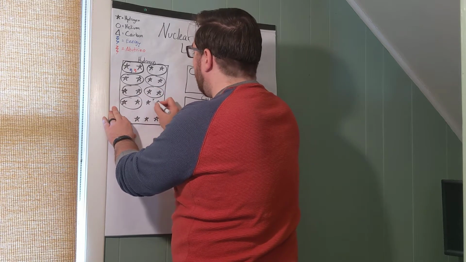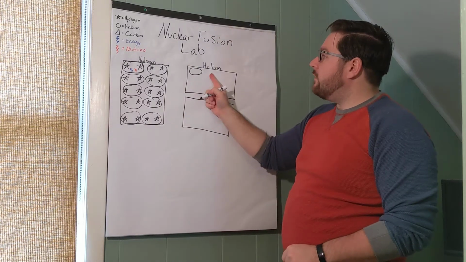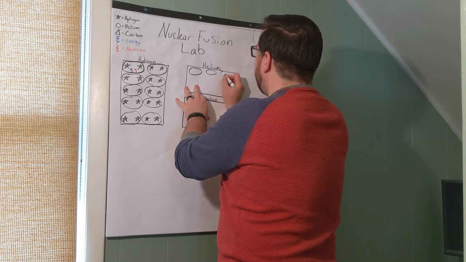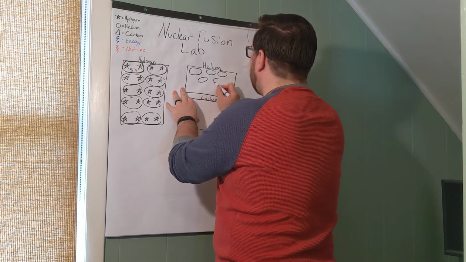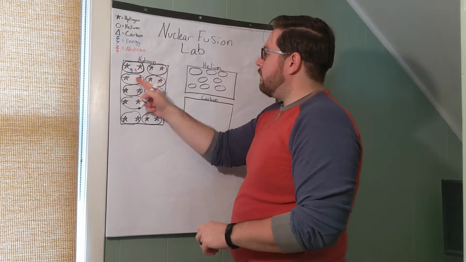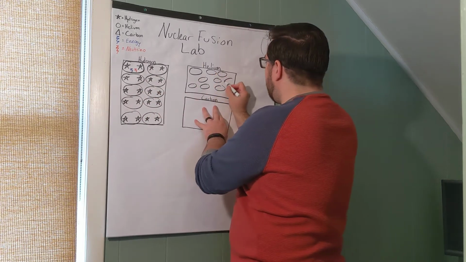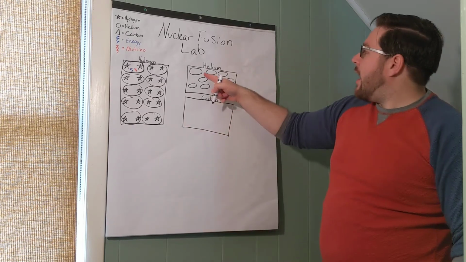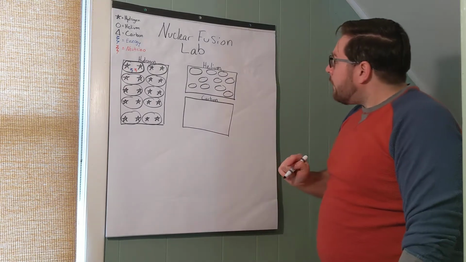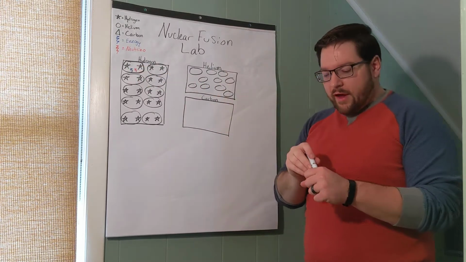So I would fuse my next two, and my next two, and my next two, my next two, so on and so forth until all of my hydrogen has now been fused into heliums. So that means I should have, in total, 1, 2, 3, 4, 5, 6, 7, 8, 9, 10 heliums. Here I have 8. I need 2 more. So now I have 1, 2, 3, 4, 5, 6, 7, 8, 9, 10 heliums.